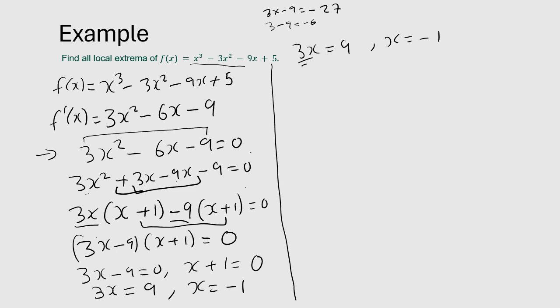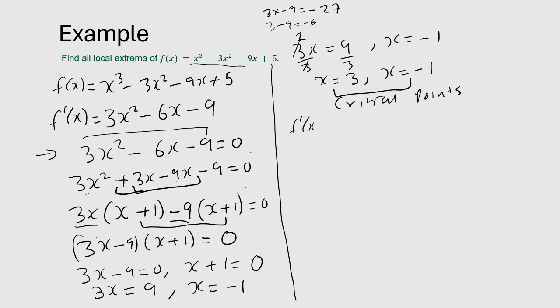I can divide both sides by 3. 3 goes into 3, 1. 1x is just x, and 9 divided by 3 is 3, so x is equal to 3, x is equal to minus 1. And these two are my critical points. Now I need to find among these critical points which one is the local minima and which one is the maxima. So to find the extrema, I have to find the second derivative.